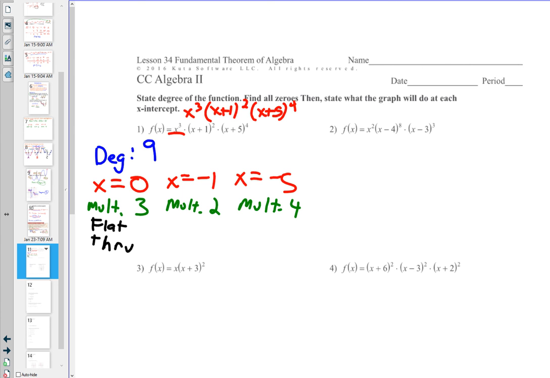I see, that's it. We haven't talked about whether it's going up or down. We haven't gotten to that. We're going to talk about the difference between when functions are increasing, decreasing, when functions are positive, when functions are negative. We haven't got to that yet. We don't know what's going to happen when we get there. It's going to bounce, yeah. It's going to bounce.